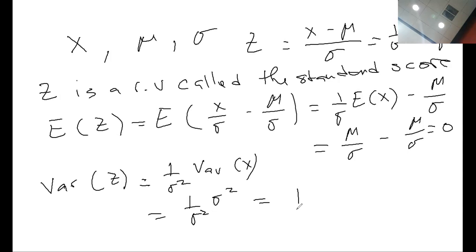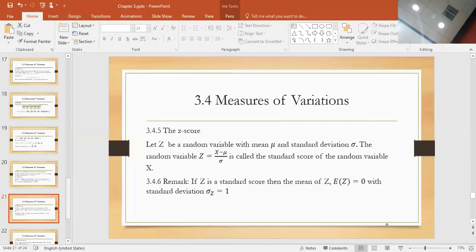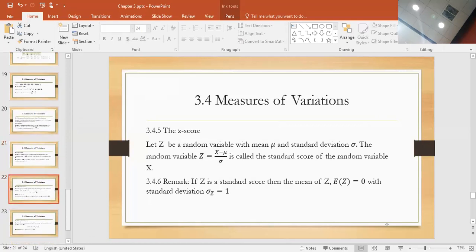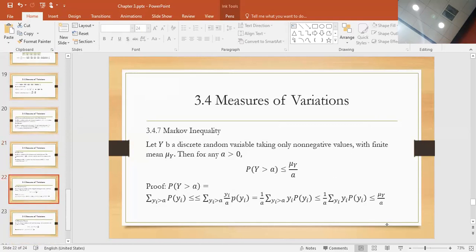So that is the standard score. The standard score is a random variable with mean 0 and standard deviation 1. It is very useful in the normal distribution, especially when you don't have a calculator, which most of you have, but the standard score is useful. In some proofs also, we simplify things using the standard score. We are going to see some of it as we move on.